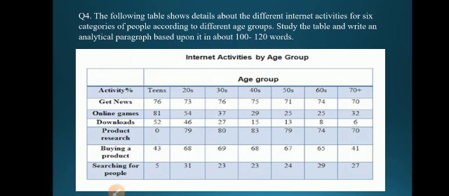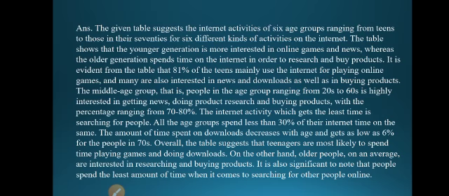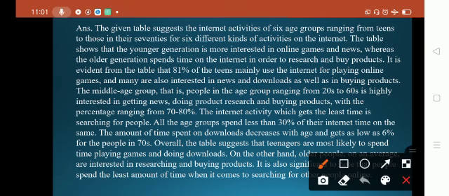So this is the age group, okay, age group. So these are the activities, okay. News, online games, downloads, product research, buying a product, searching for people, okay. The given table suggests the internet activities of six age groups ranging from teens to those in their 70s for six different kinds of activities on the internet. So this is the introduction part.